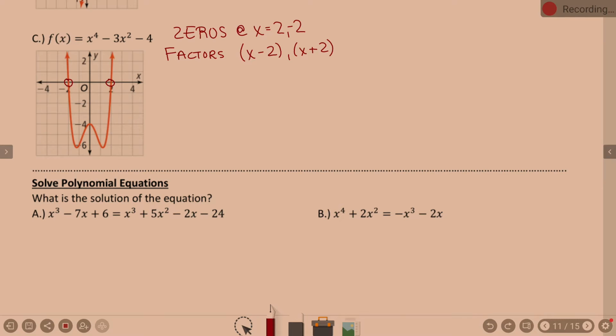We know the real. Because this is x to the 4th, how many total zeros am I going to have? Since it's x to the 4th, we're going to have 4 total zeros. I only have 2 right now. The other 2 are going to be complex or imaginary. And we're going to use our synthetic division to get there.